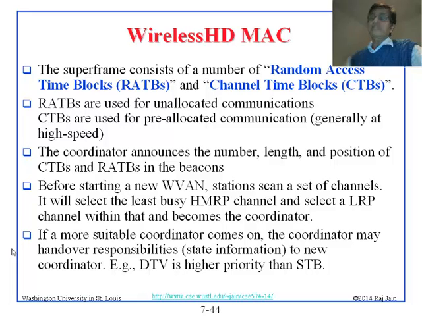So basically, if you want to start a new WAN, you look at channel 1, channel 2, channel 3, channel 4. There are 4 channels, I think. 4 times 2 is 8, yeah. So 4 channels. You look at that and see which one is least busy, and I'm going to use, let's say, channel number 3. In that channel, you will start HMRP and some area for LRP, low rate, and HM is high and medium rate.